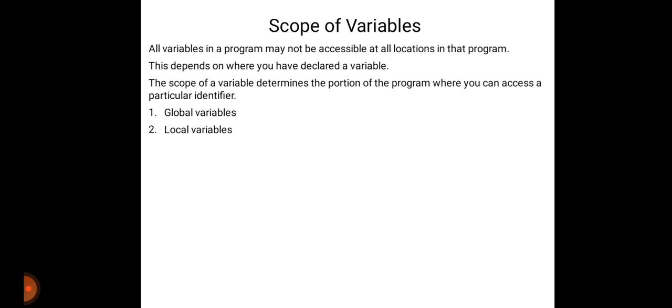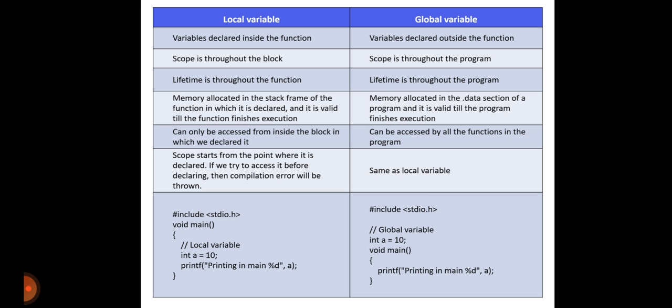The next one is scope of variable. Scope of variable means what? All variables in a program may not be accessible at all locations in that program. So this depends on where you have declared a variable. Also, scope of variable determines the portion of the program where you can access a particular identifier. So there are two basic scopes of variable in Python language, that is global variables and local variables. So we will see what is the difference between global variable and local variable.